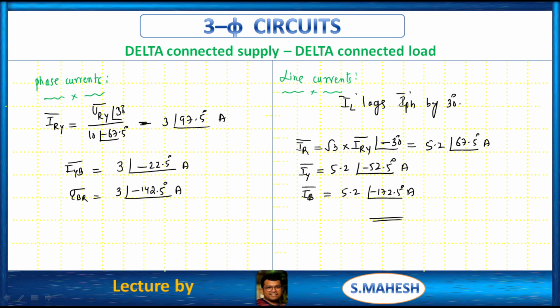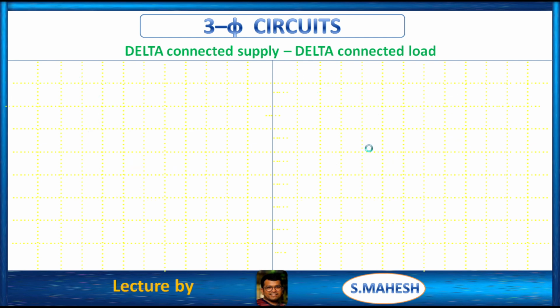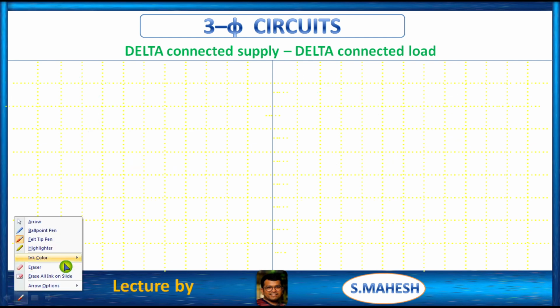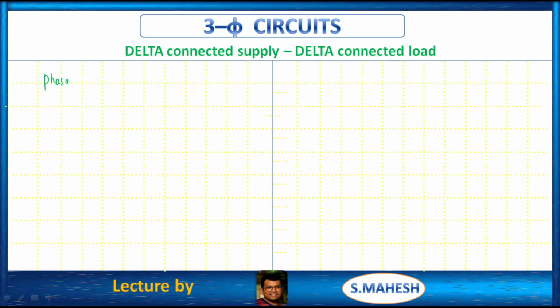That's it. We have completed phase voltage, line voltage, phase current, line currents. Then the phasor diagram. Simple analysis is just we have to get all the quantities, whether it is line voltage or phase voltage or line current or phase current. That's it. Phasor diagram.